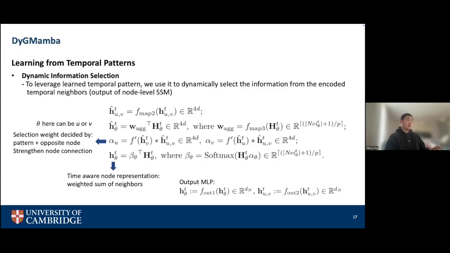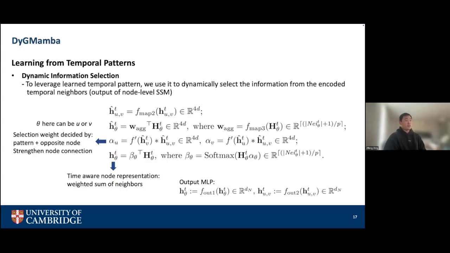So it is just the weighted sum of its own neighbors. But how are the weights computed? We compute the selection weight by combining the temporal patterns as well as the opposite node. It can help us to strengthen the node connection. For example, when we compute the selection weight of U, we derive it by considering the temporal pattern as well as the historical information from node V.